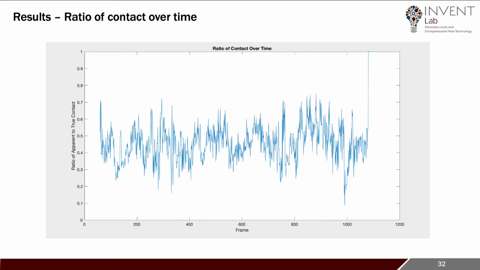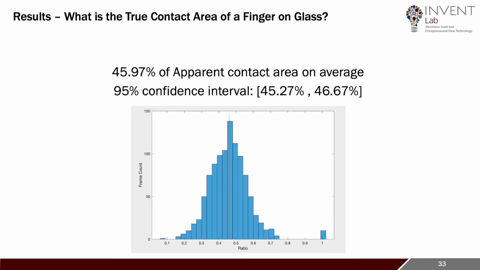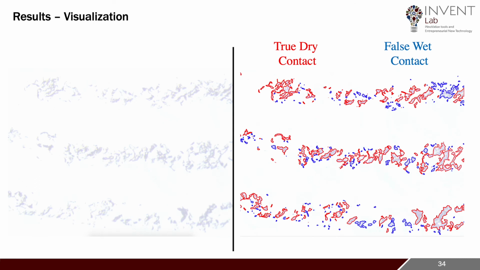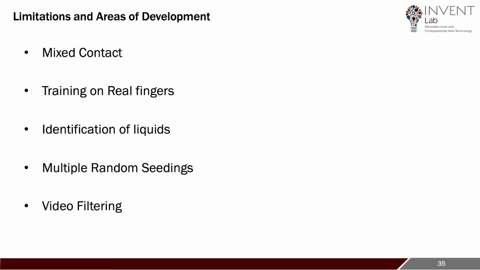We can take the ratio of total apparent contact to true contact for every frame of the video, and we can come up with this graph, which we can further condense into this histogram, which shows that on average, only about 46% of total contact area is actually true contact. We can also use this classification deep learning algorithm to identify which particular parts of each image are registering as true contact or apparent wet contact. There are several limitations and areas of development within these results.